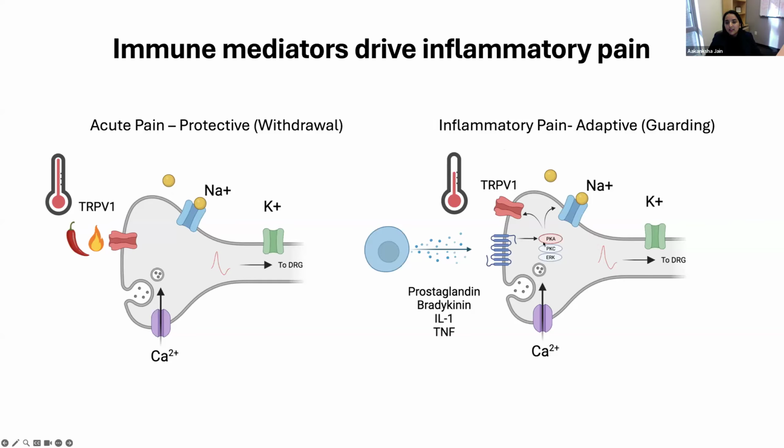So one way to treat this kind of inflammatory pain is to completely silence the nociceptors.